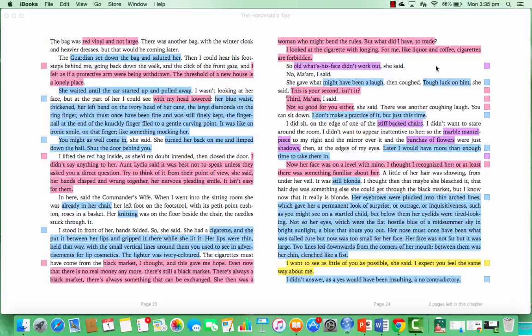"So, old what's-his-face didn't work out. Tough luck on him. This is your second, isn't it?" To which the narrator replies, "Third, ma'am." The commander's wife said, "Not so good for you either." And there was another coughing laugh.